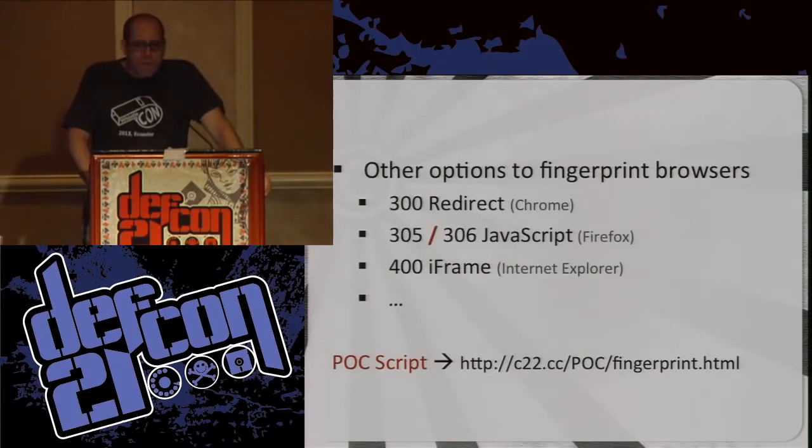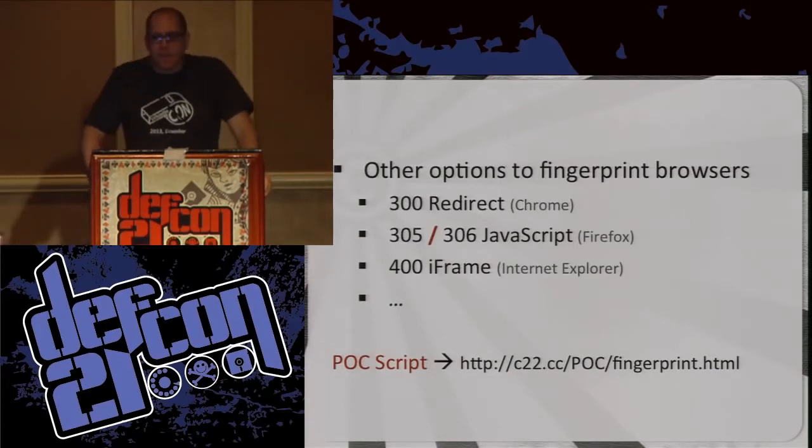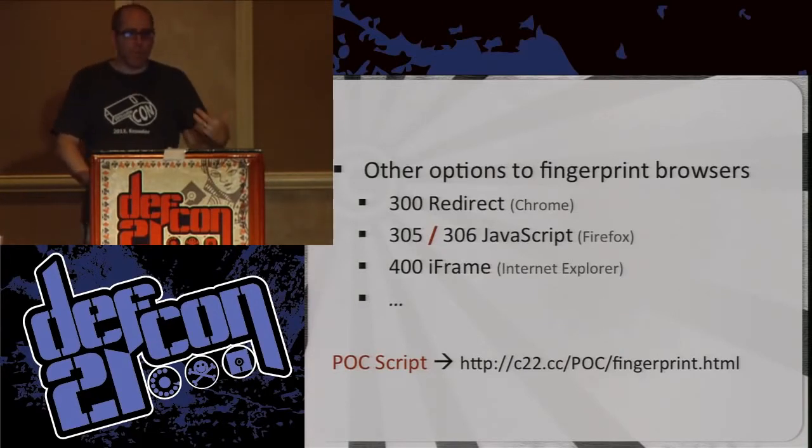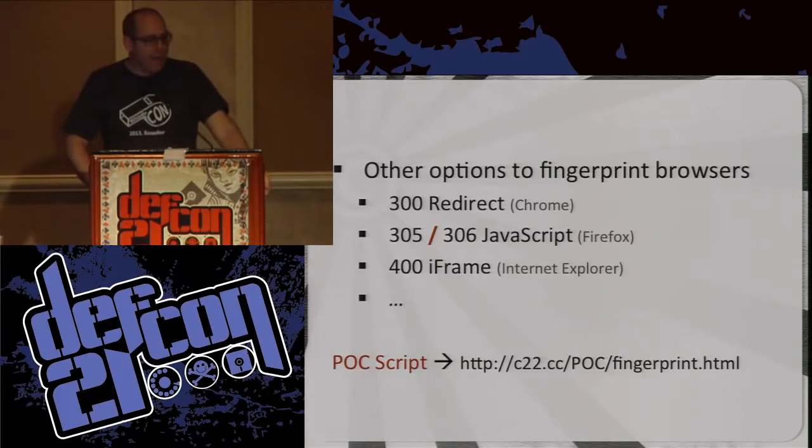Okay. So there are various other options for fingerprinting. This specific option I selected was kind of the easiest option. There's various other stuff. There's a 300 redirect. There's a 400 iframe on Internet Explorer. If you want to look at the proof of concept, if you go to c22.cc proof of concept fingerprint.html, it'll run the same example that I just ran, and you can look at the traffic, and the code is available. I'll link to that at the end.